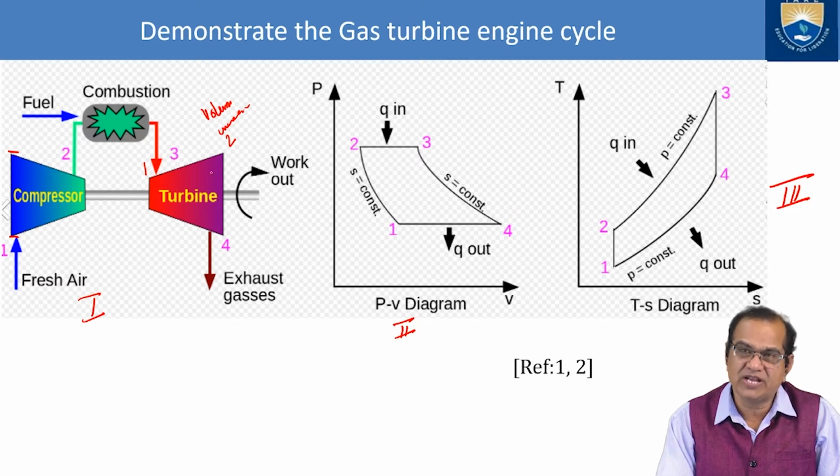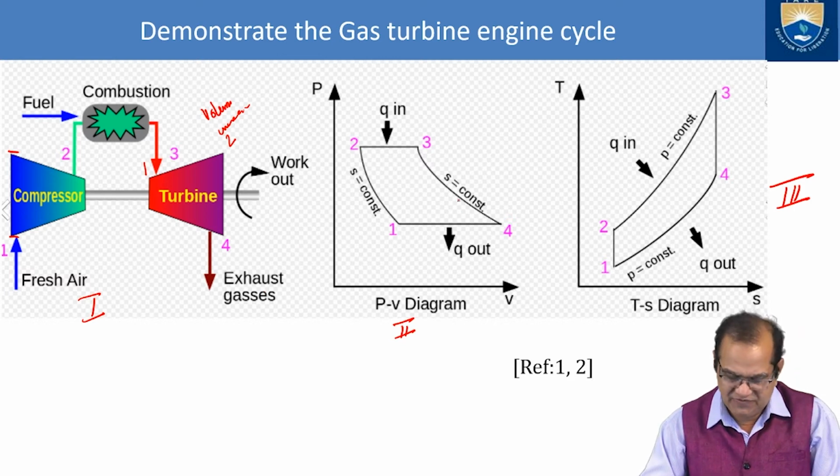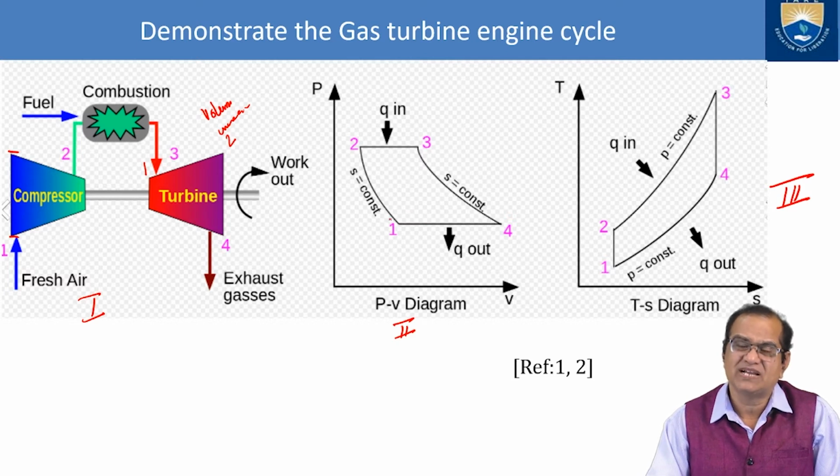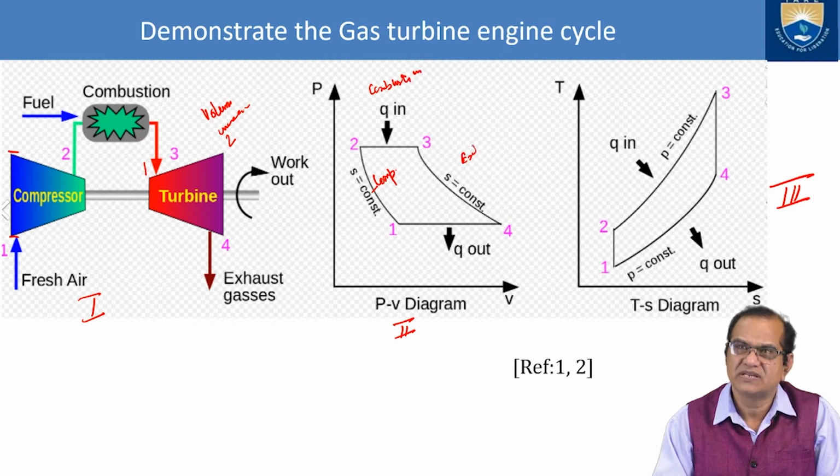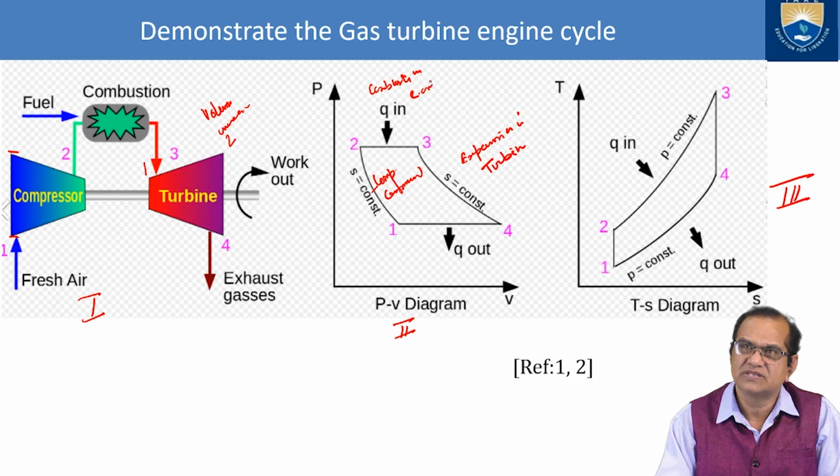So this is the block diagram, and the same block diagram is shown here in our PV and TS diagrams. So if you see the PV diagram, first is the compression. It is called the compression. I am writing here compression, and here is the combustion, and this is the expansion in the turbine. This is the compressor, and this is the combustion chamber.